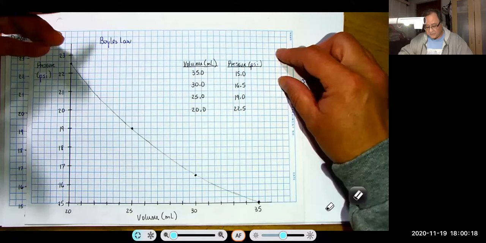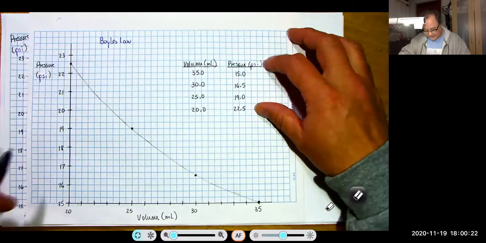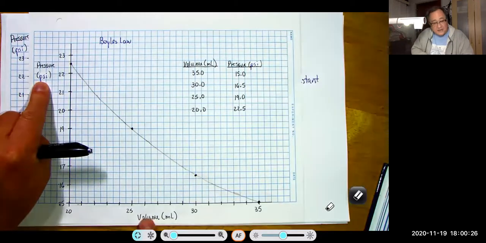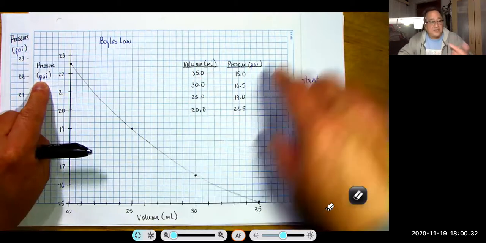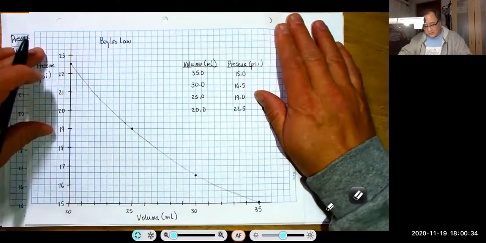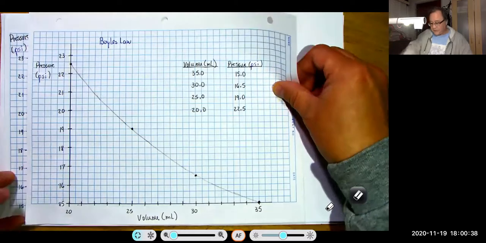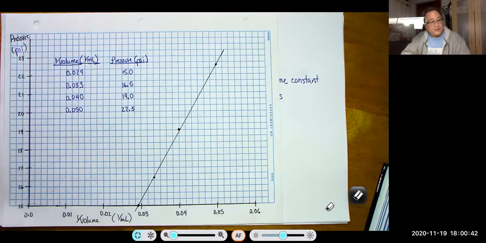And so to confirm that this is an inverse relationship, what we want to do is keep the pressure the same, but make a table of 1 over the volume. So we're going to take 35 and divide it into 1. We're going to take 30 and divide it into 1, and so forth. When we do that, we get a new table. And this is what the new table looks like.